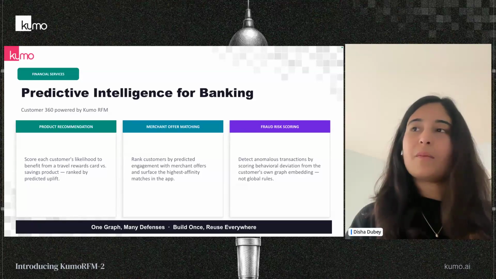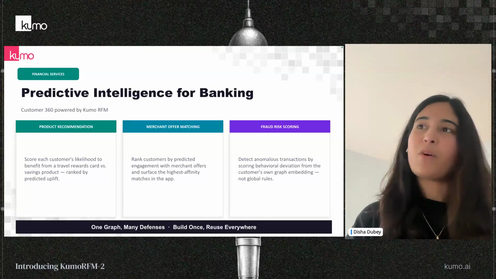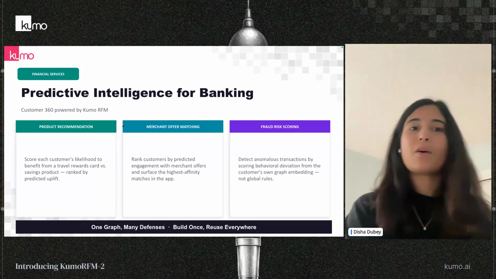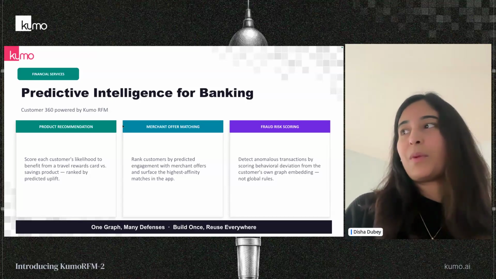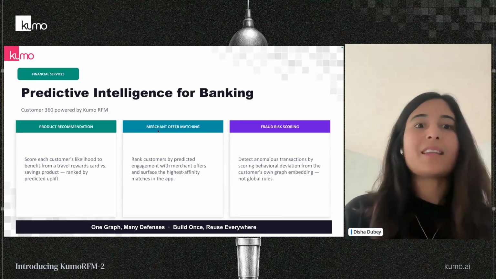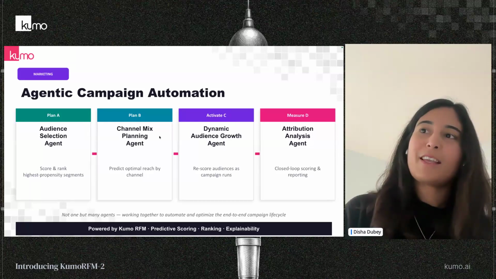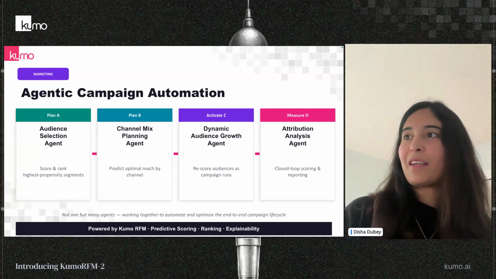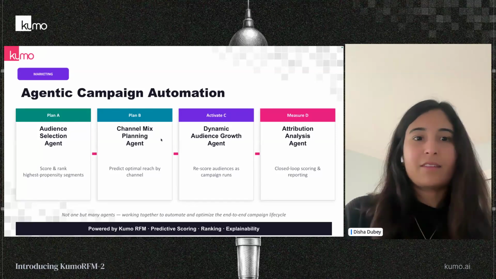So let's take the same model, but let's see how the same model can be expanded and used in different decision making. Considering a financial services or banking context, in this case you would be predicting and recommending products to different customers. You would be identifying fraud. You would be identifying how to best engage with your customer. Similarly, in a marketing context, you would be automating campaigns. You would be selecting the audience for those campaigns. You would be figuring out what channel to target and how to attribute to different channels.